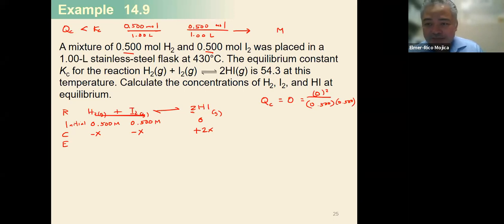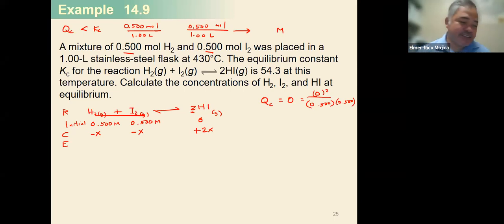Everyone knows that. Because this is the most important part, the way you set up. And usually it's a 20 points question. So if ever you mess up, at least you can set up the ICE table that we have here.